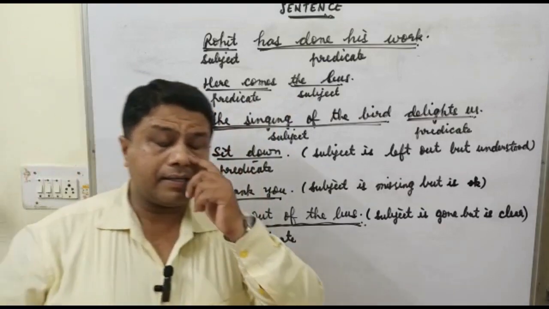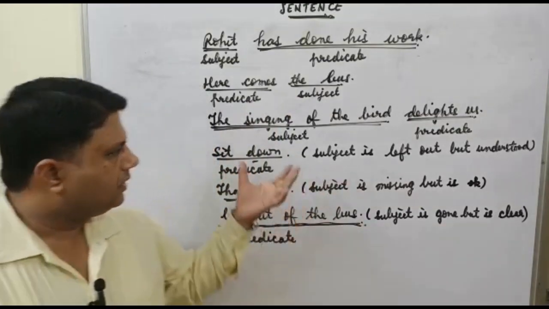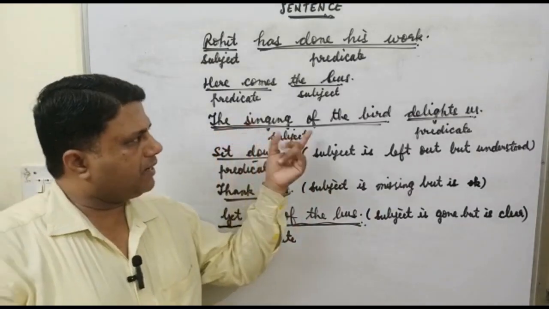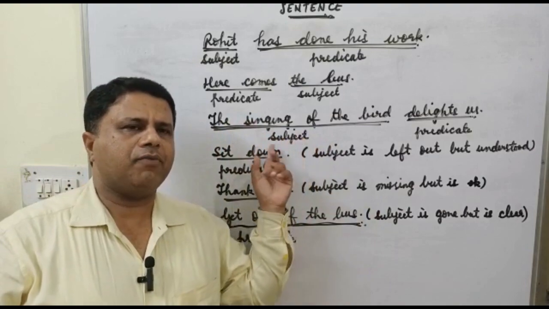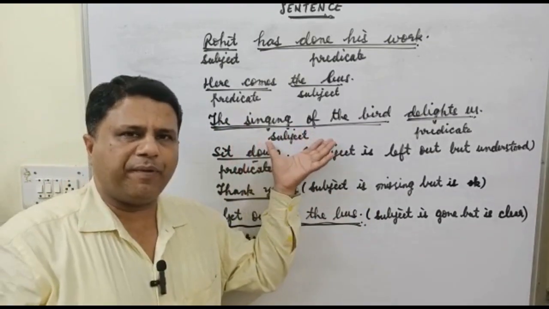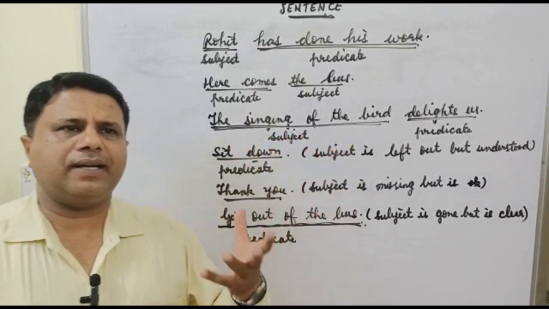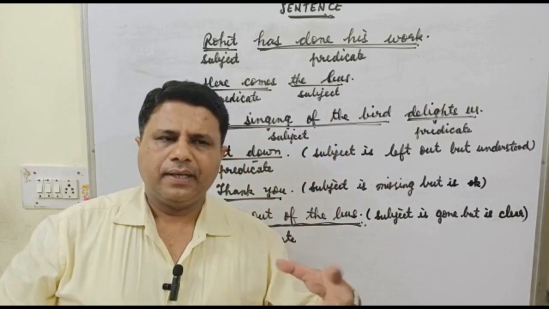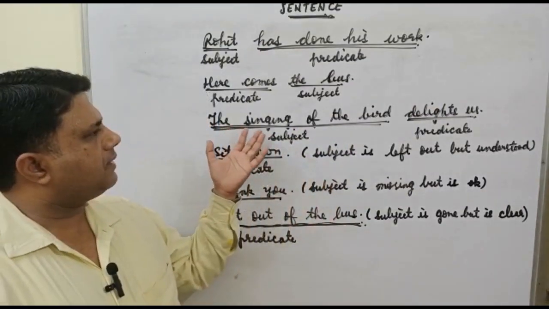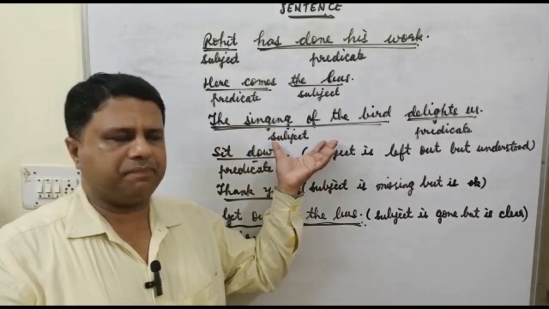Then, a subject can be of one word also, it can be a group of words also. In the third example, the singing of the bird. Here we are not talking about the bird, here we are talking about the singing of the bird. So it is a group of words. It is not important that every time the subject has to be one word only. It can be more than one word also. So here there are five words. The singing of the bird, this is the subject.